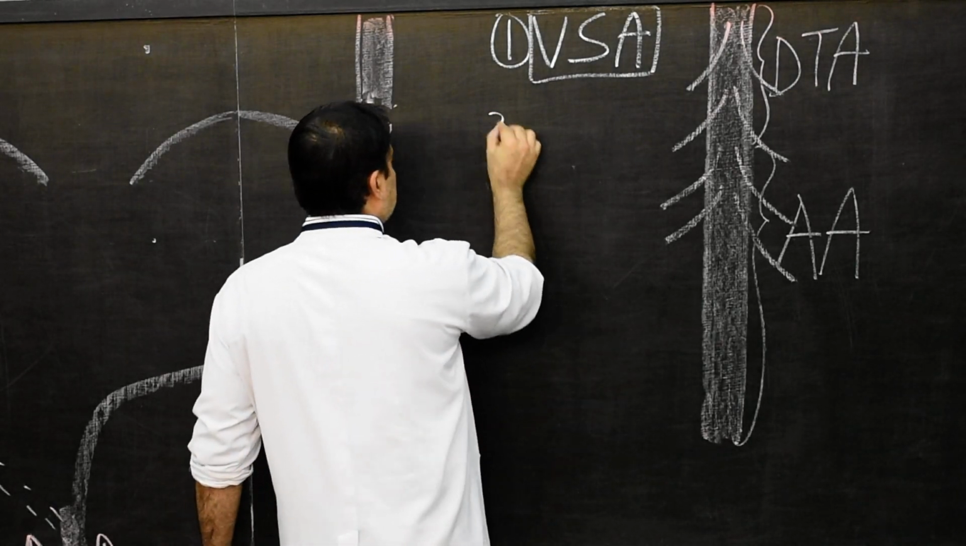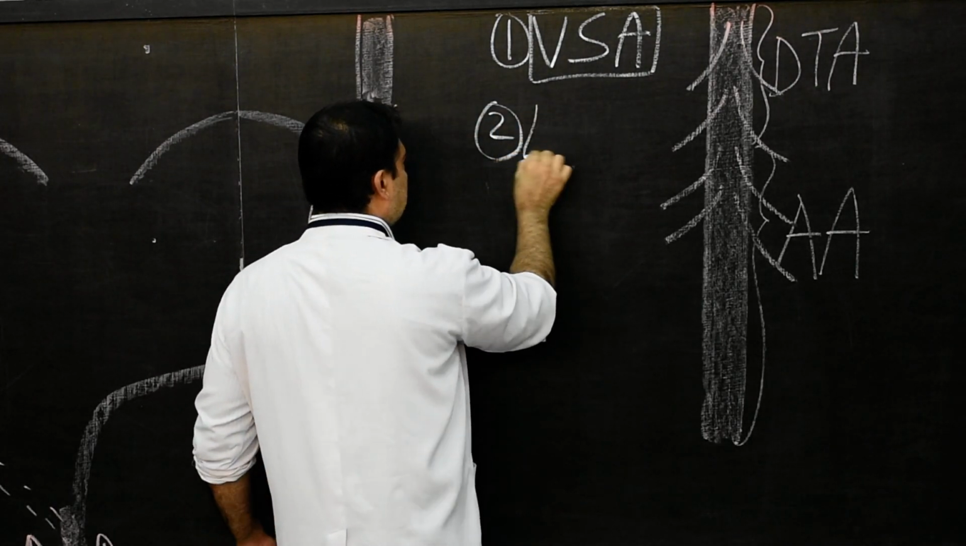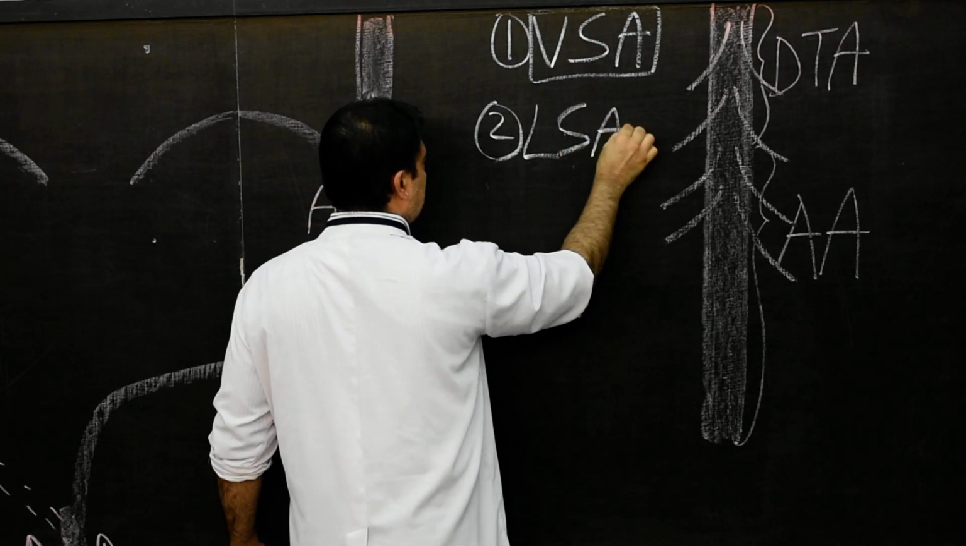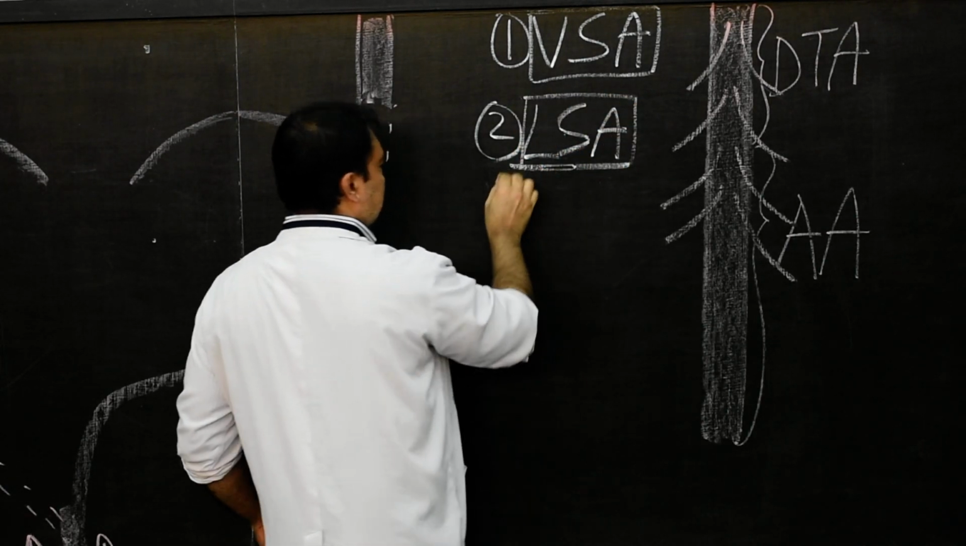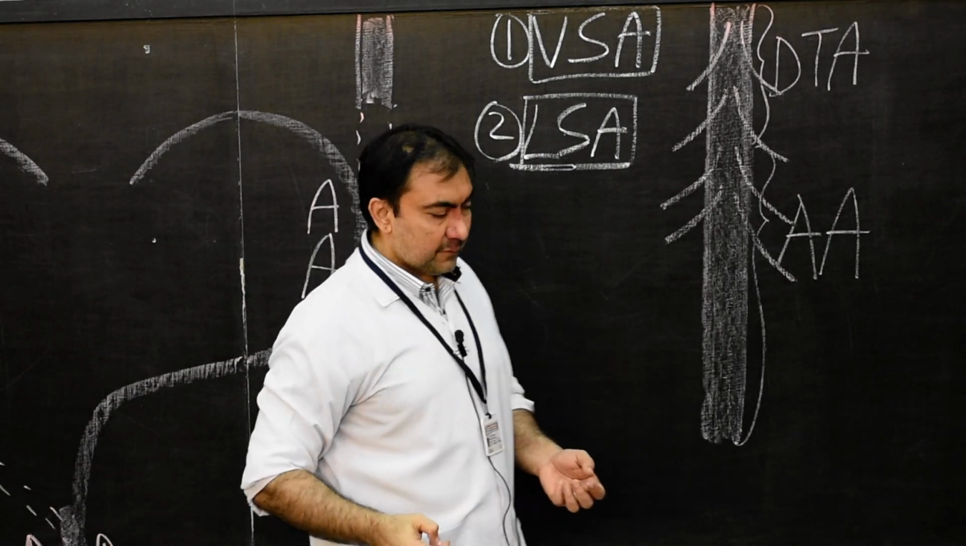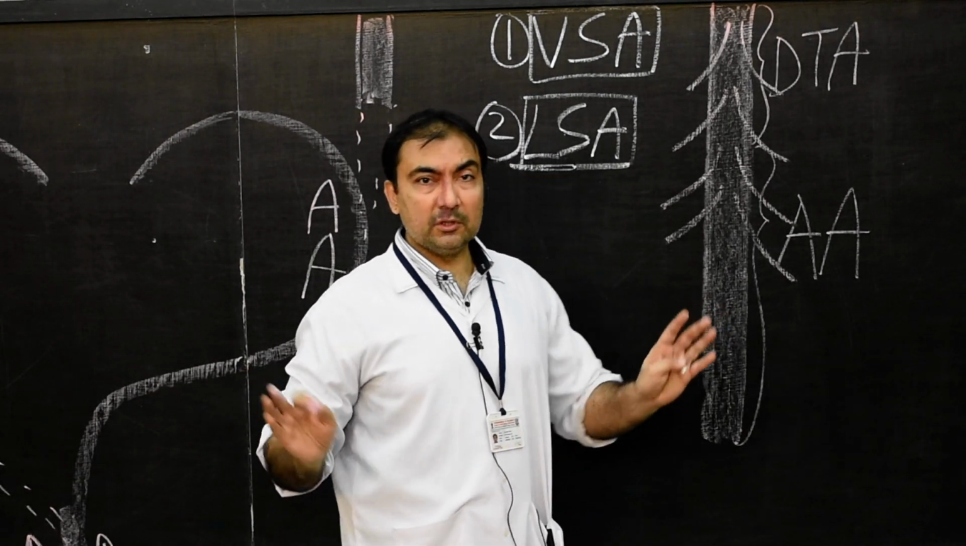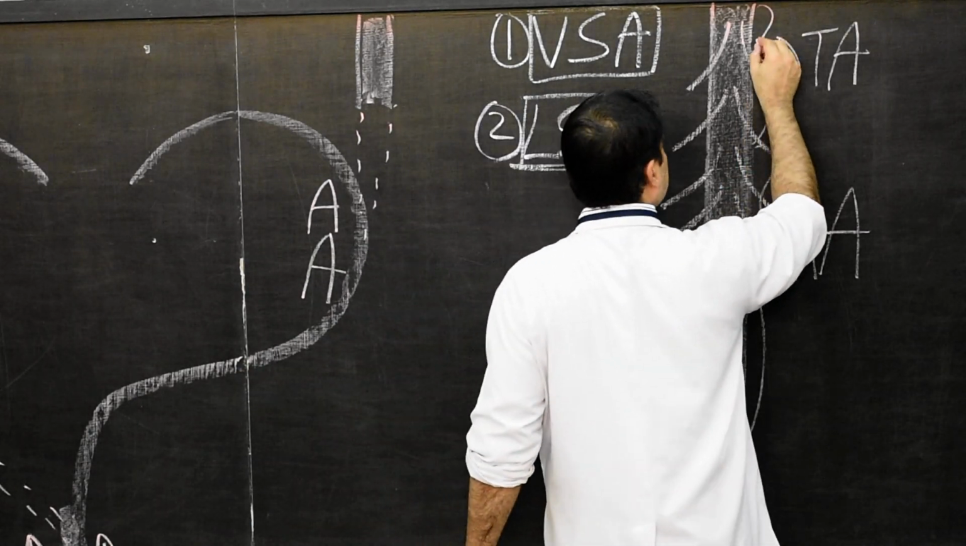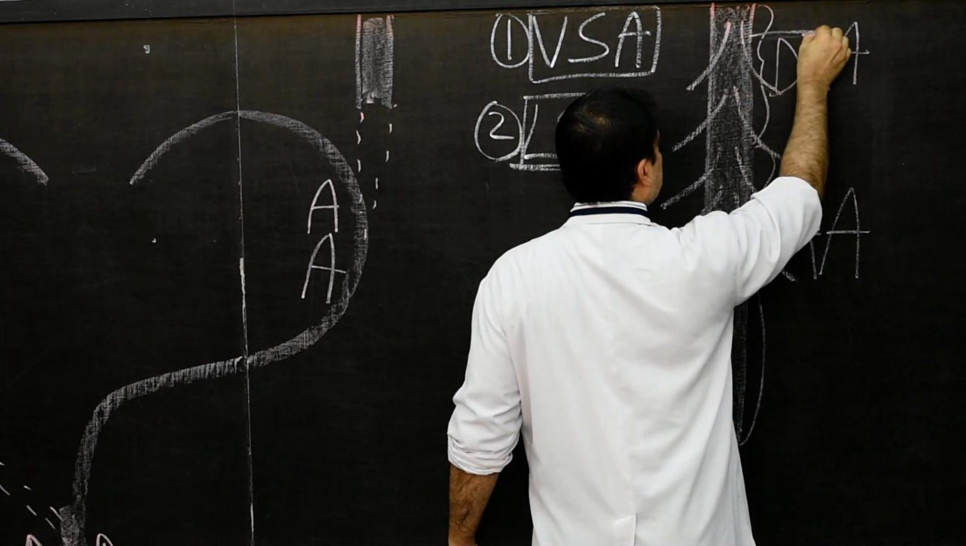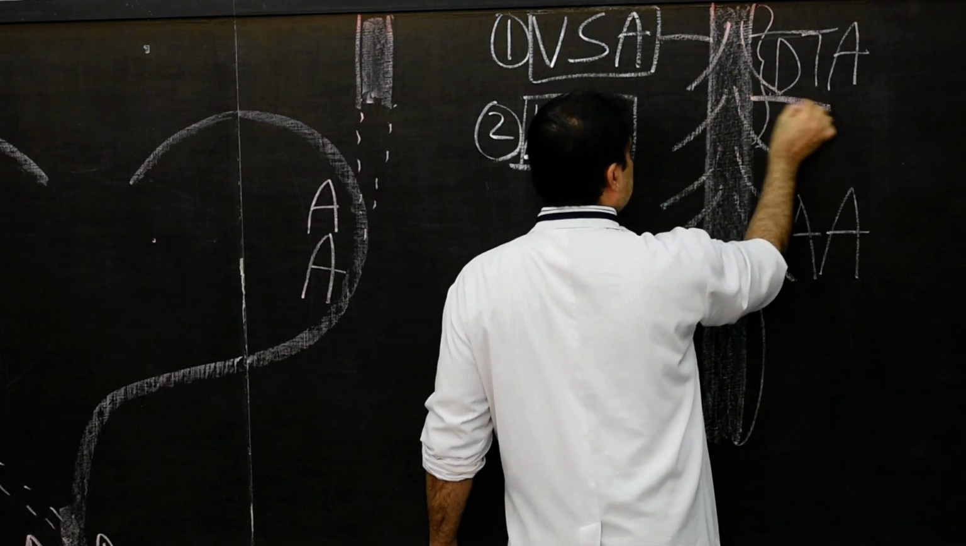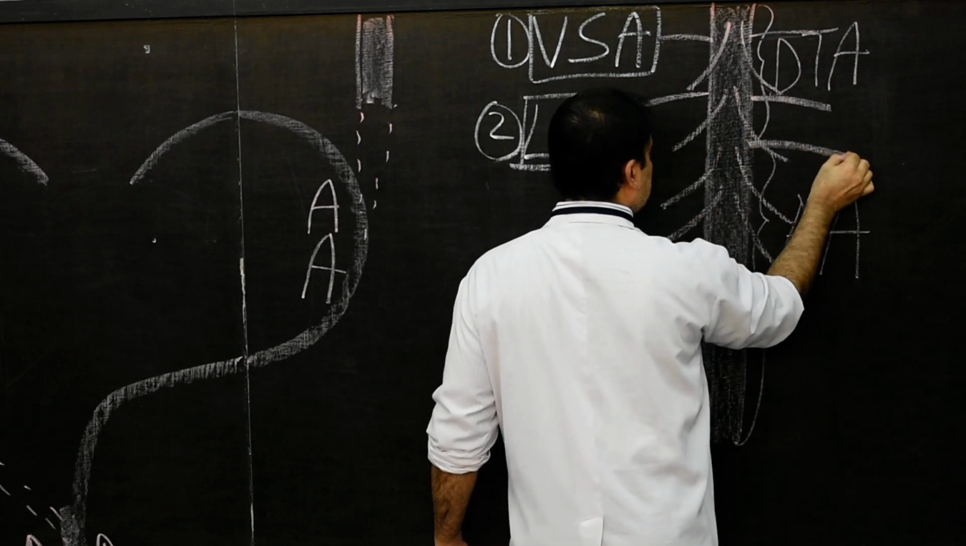The second variety will be lateral splanchnic. These lateral splanchnic arteries will take origin from the lateral wall of the aorta.